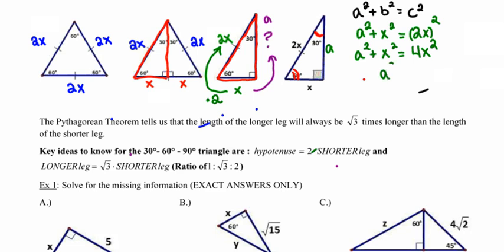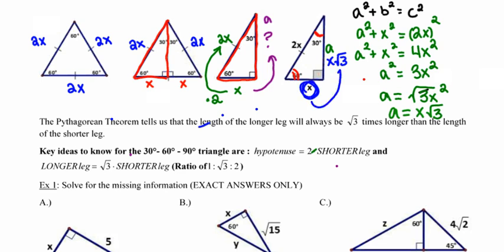Subtracting an x squared away from both sides yields the equation a squared is equal to 3x squared. Taking the square root so that we can solve for a, we find that a is equal to the square root of 3x squared, or that a is equal to x root 3. So the length of this longer leg is always going to be the length of the shorter leg, x, multiplied by the square root of 3.